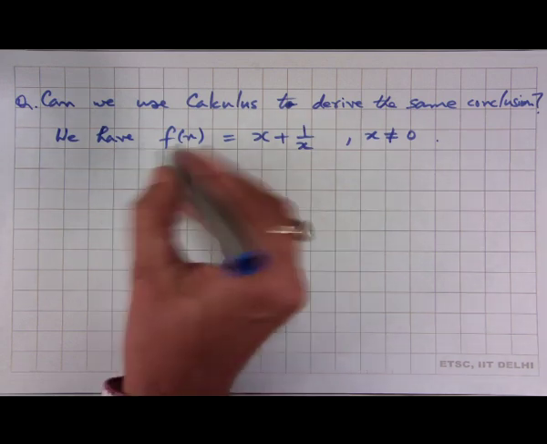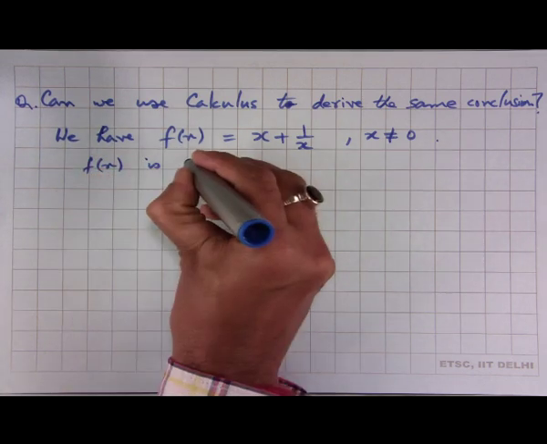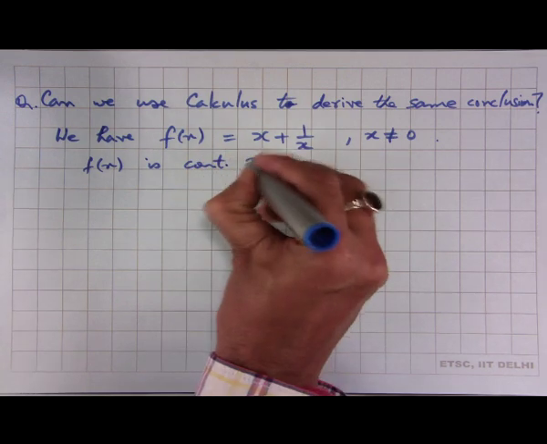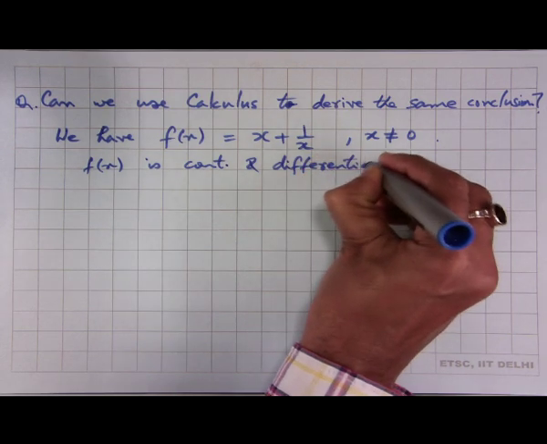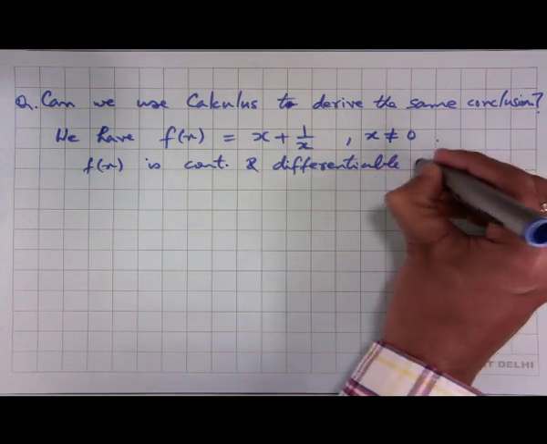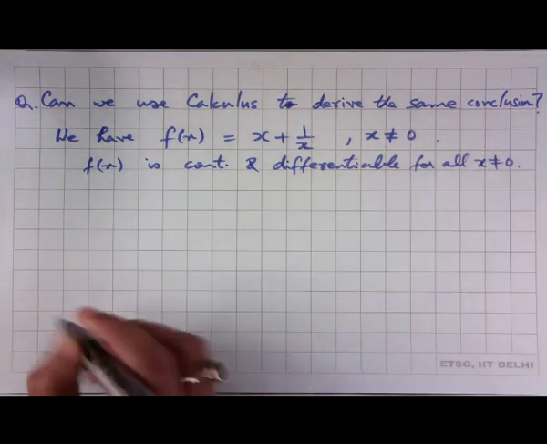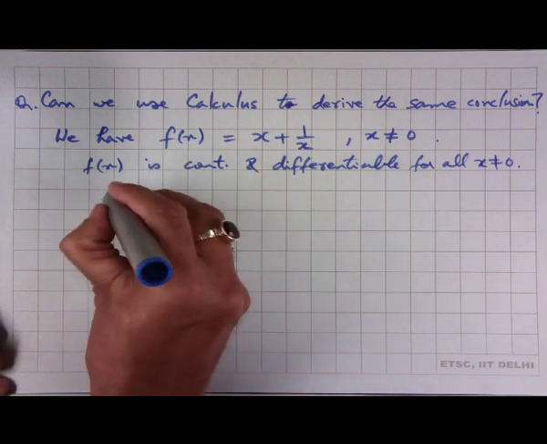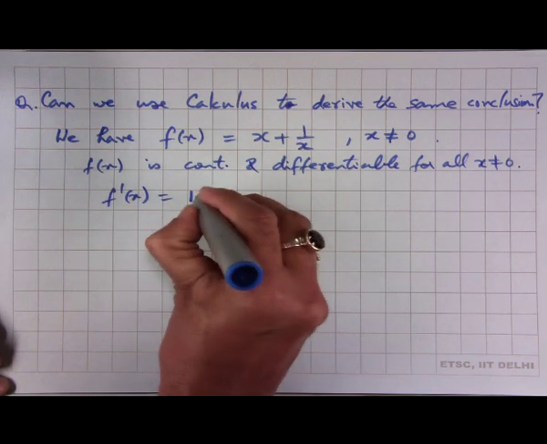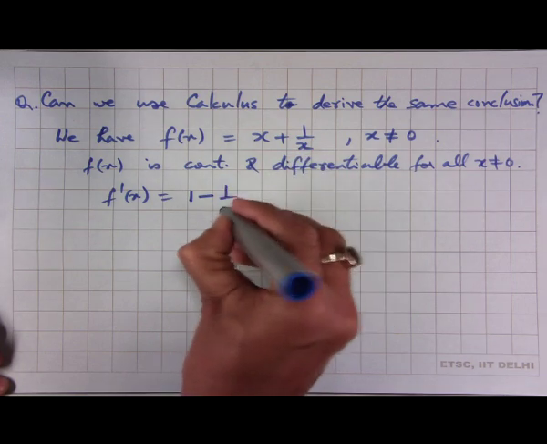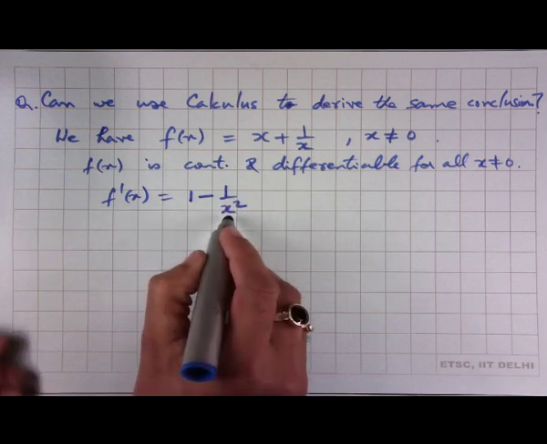Now, we know that this function f of x is continuous and differentiable for all non-zero x. Let us calculate the derivative. If we find f prime x, derivative of x is 1, derivative of 1 by x is minus 1 by x square. So, derivative is 1 minus 1 by x square.